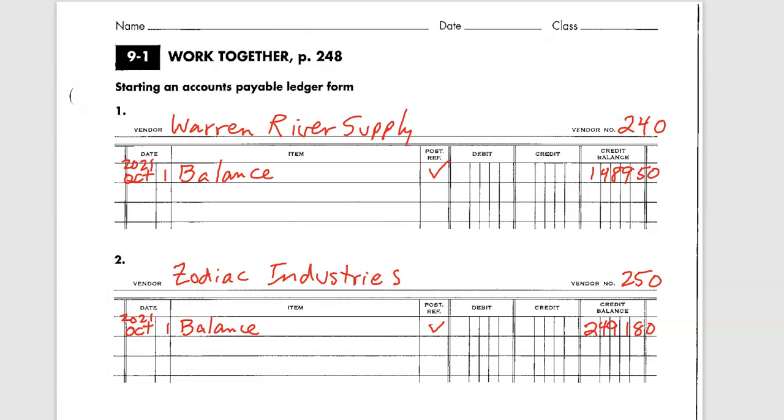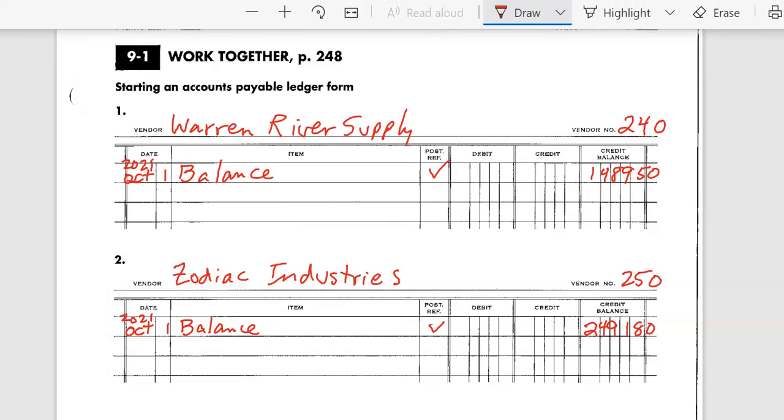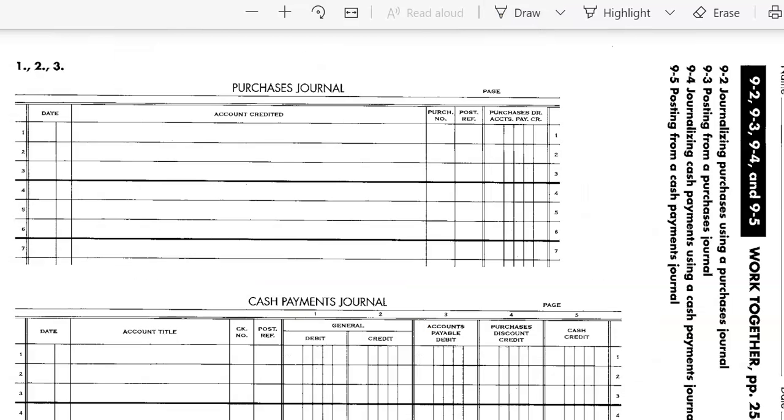All right, so the journal that we're going to use in Work Together 9-2, you can go ahead and turn over in your textbook to page 254, and I'm on page 203 in your workbook. Now on your workbook, you see a purchases journal, and then you see a cash payments journal. We're not ready for the cash payments journal today. All you're going to need for today is this purchases journal. So we'll talk about the cash payments journal probably Thursday.